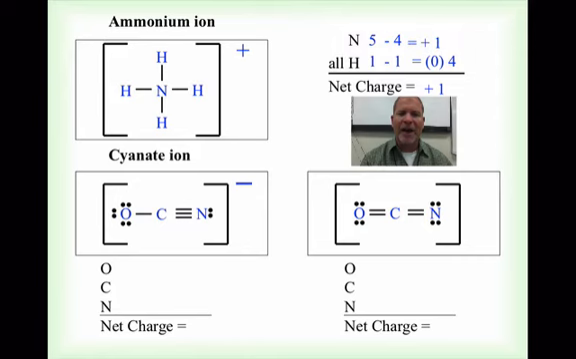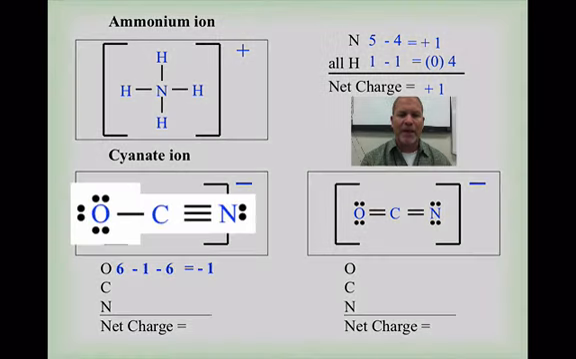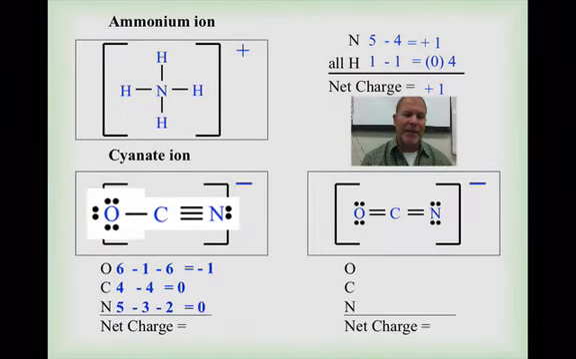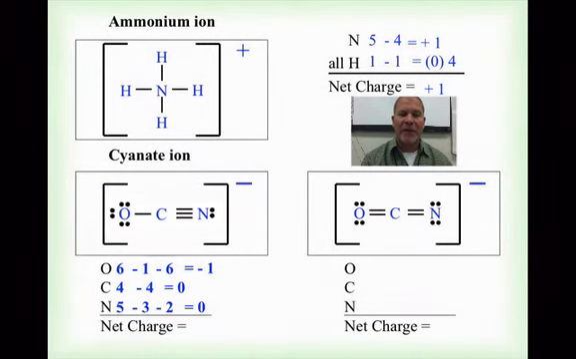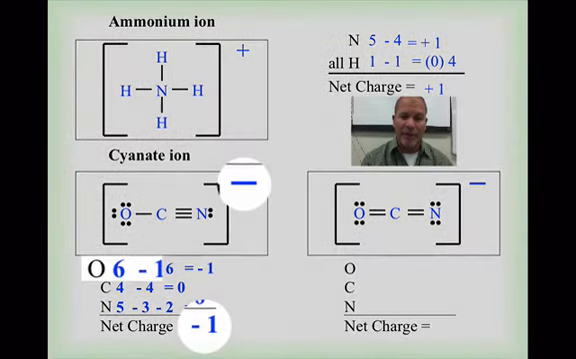Well, if we look at the oxygens, first of all, my oxygen on the left ends up being a -1. My carbon's happy, it has 4 valence electrons, and my nitrogen is also happy, it has 3 bonds and 2 lone pairs. That's exactly what nitrogen wants. So nitrogen is happy on my left-hand side. The net charge ends up being -1, which is correct because cyanate is a -1.